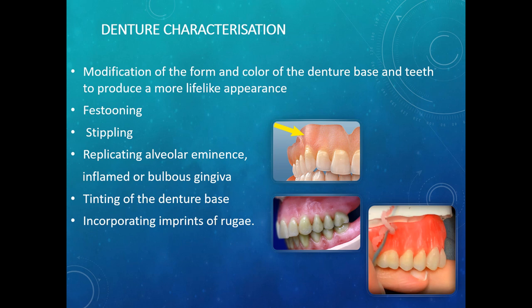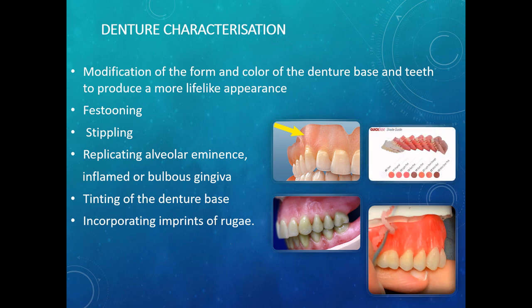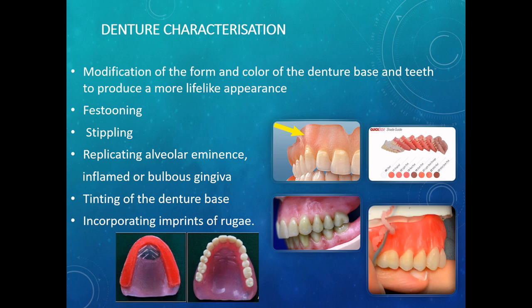So there are different techniques for that also, the most common one being luting a dental floss, of thickness 0.75 mm, with inlay casting wax in the trial denture base prior to flasking. So these are the different techniques of denture characterization.